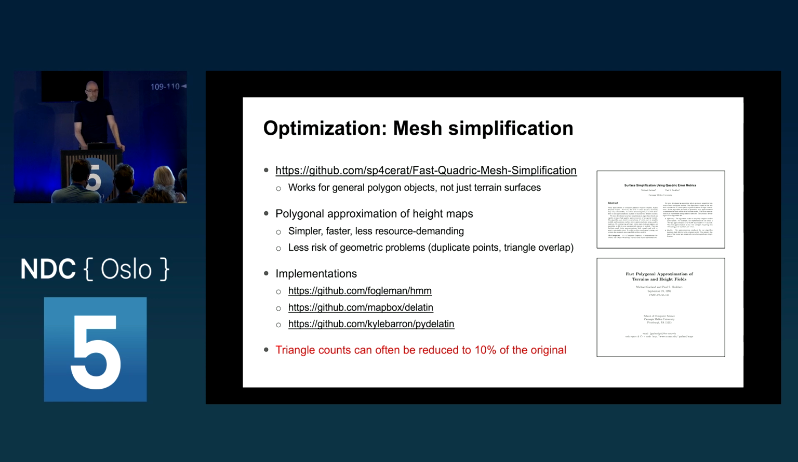Often, with terrains, you can reduce the original triangle count quite a bit. You can reduce down to 10% or something, and still have reasonable detail. And then, of course, you save a lot of resources in your GPU or on your machine that you can then spend on other things that are more detailed or more interesting.